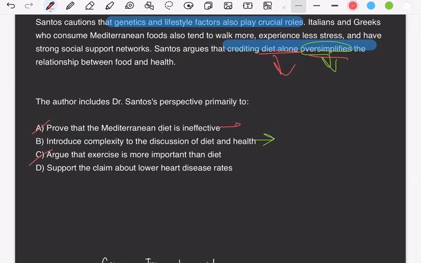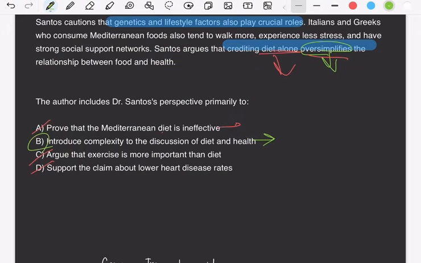And lastly, support the claim about lower heart disease rates. Now, Santos qualifies this claim by other options and not only by diet. So this is not something that she's doing in this passage. So the correct answer is indeed answer B.